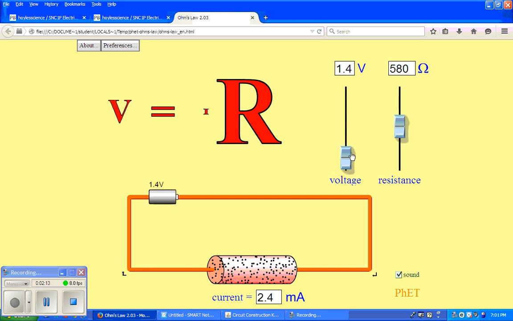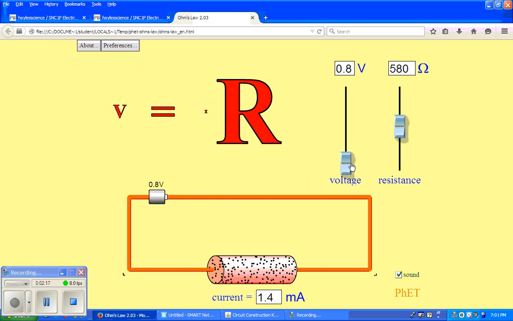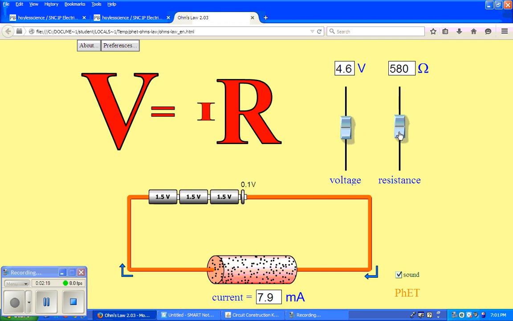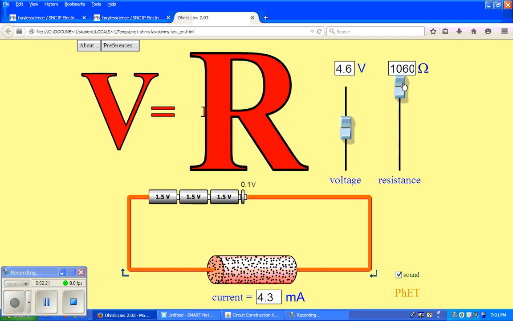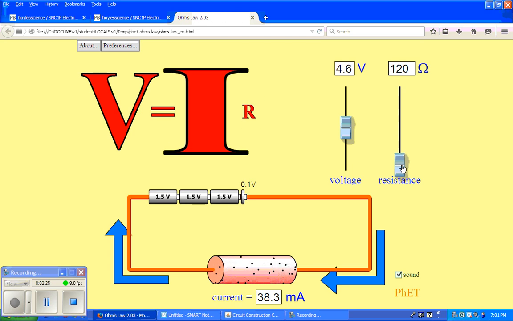So as voltage goes up, current goes up. As voltage goes down, current goes down. As resistance goes up, current goes down. As resistance goes down, current goes up. Okay, and that's how those parts of a circuit, voltage, current, and resistance, are related. And again, this is based on what's called Ohm's law.